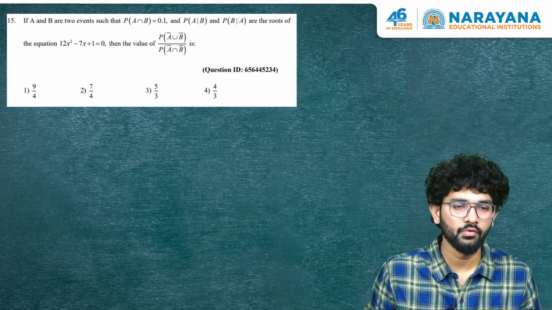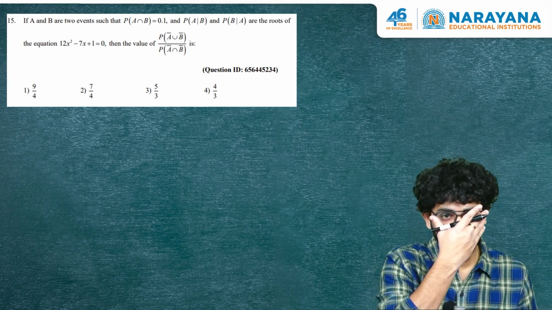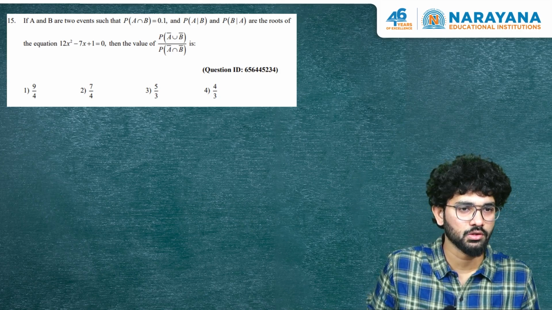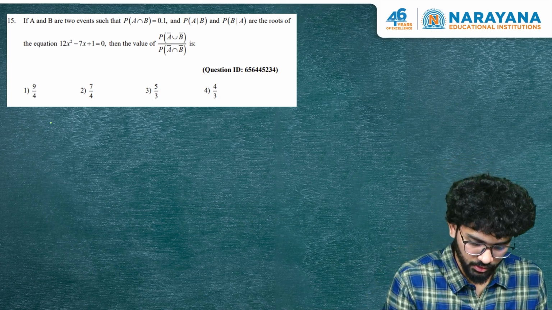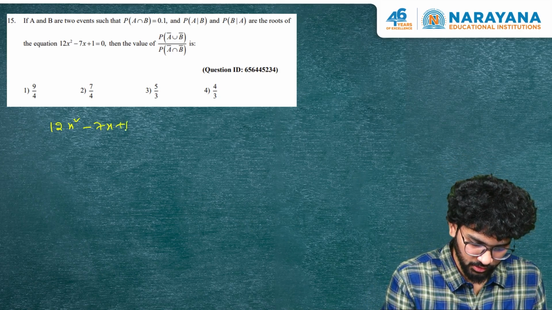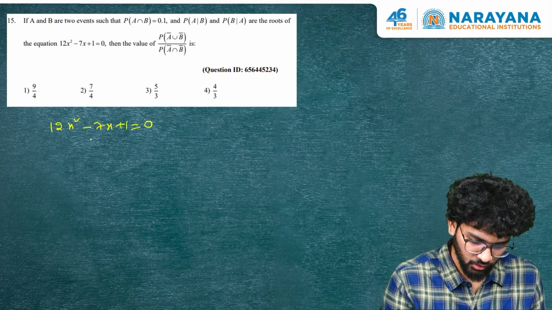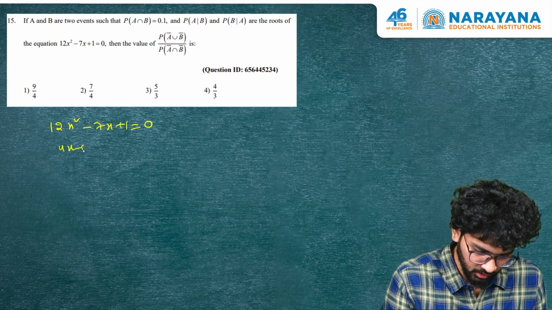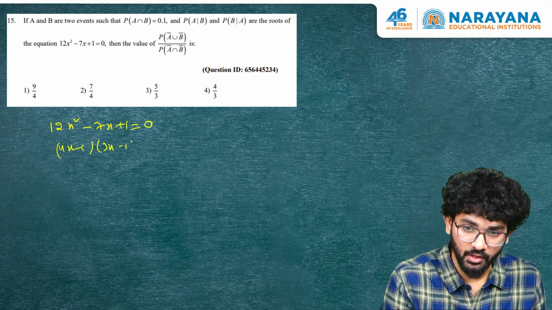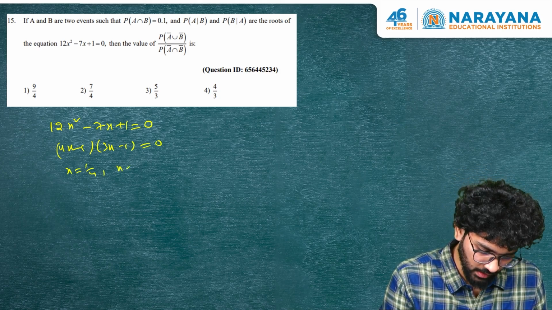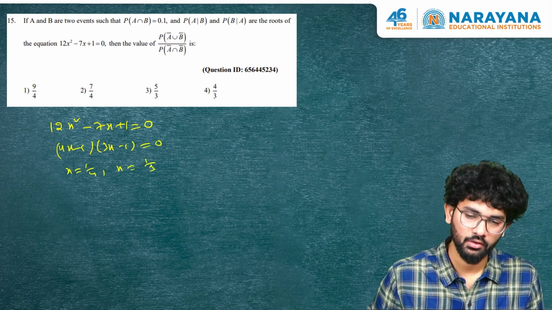A and B are two events such that P of A intersection B equal to 0.1, and P of A by B and P of B by A are the roots of the equation 12x square minus 7x plus 1 equal to 0. If you factorize this, you will get 4x minus 1 into 3x minus 1 equal to 0. The roots are x equal to 1 by 4 and x equal to 1 by 3.